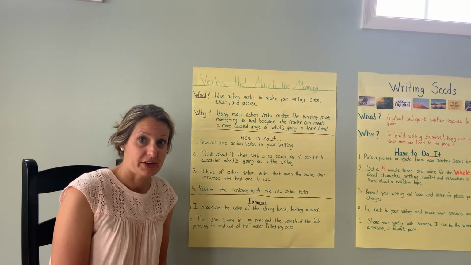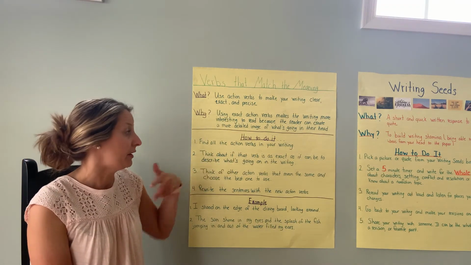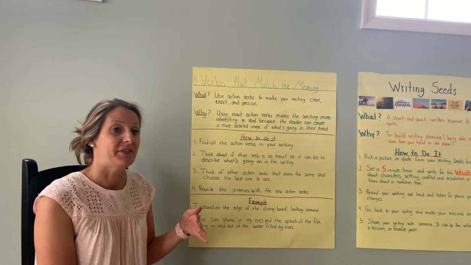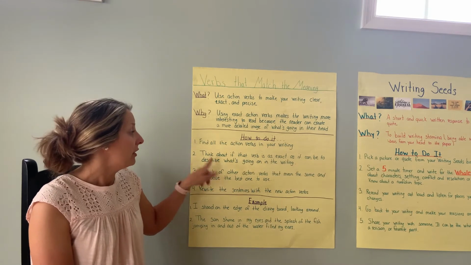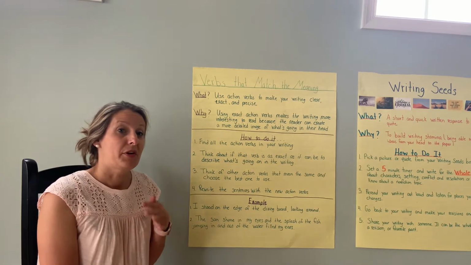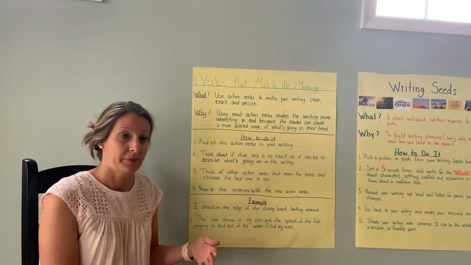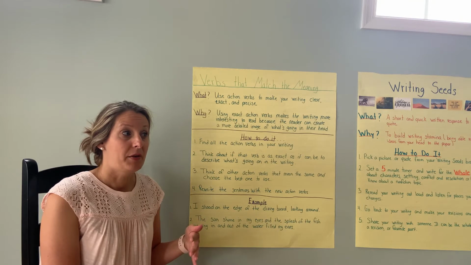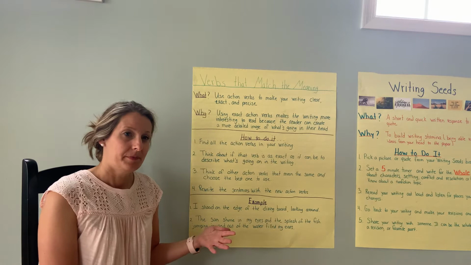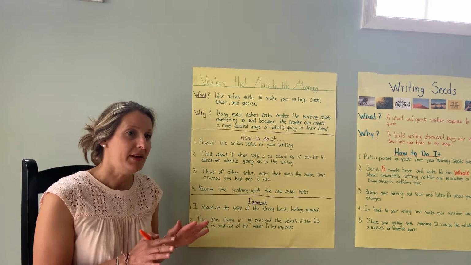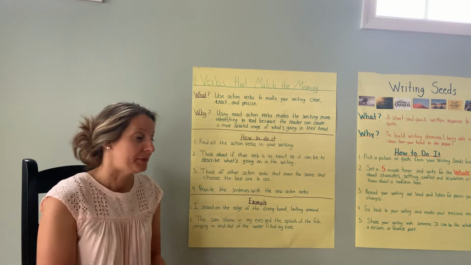So here's how we do the strategy. The first thing we're going to do is find all of our action verbs in our writing. Remember, the action verbs are the words of things that you can do. When we find them, we're going to think about if that verb is the exact word that we wanted to use that describes the action that we're thinking about in our story. So let's say maybe I would use the word run, but really what I was doing is galloping. It kind of means the same thing, but a little bit different. One gives you a better picture of the movement that's going on.